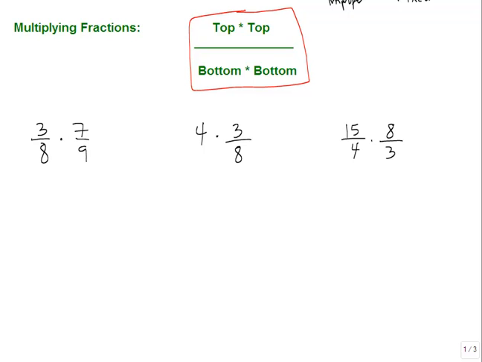If I multiply this top times this top, 3 times 7 is 21, and then this bottom times this bottom, 8 times 9 is 72. So that's my initial answer.